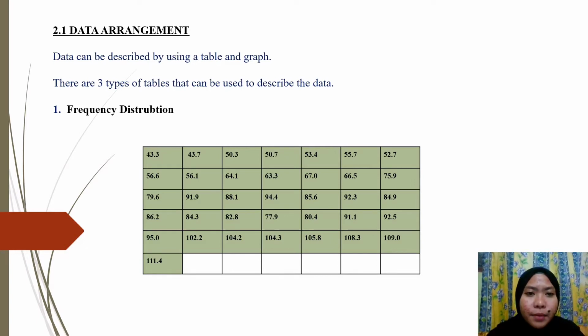Data can be described by using a table and graph. There are three types of table that can be used to describe the data. So our group chose data in Kedah, age 13.5 until 39. First, for our data enrichment, we need to find the frequency distribution, which is the number from data that is already given in Kedah. Like in the slide, it is the number of data that we get.